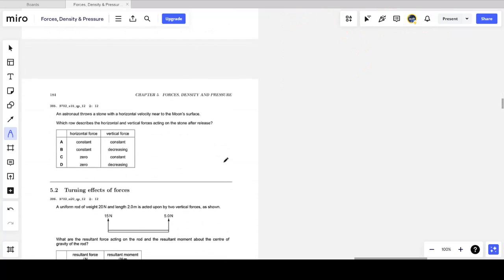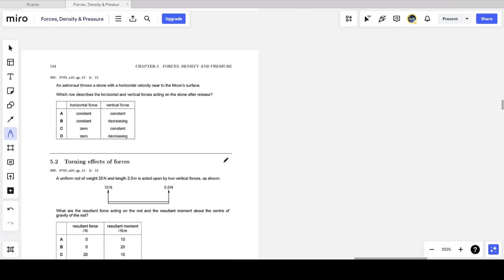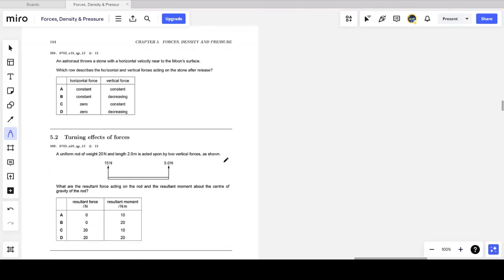Okay, so we had a good break with some relatively straightforward questions. The next one is also relatively straightforward. We're told that an astronaut, this question is from the summer 2015 exam, question paper 1, variant 2, and it's question 12 from that paper. An astronaut throws a stone with a horizontal velocity near to the moon's surface.